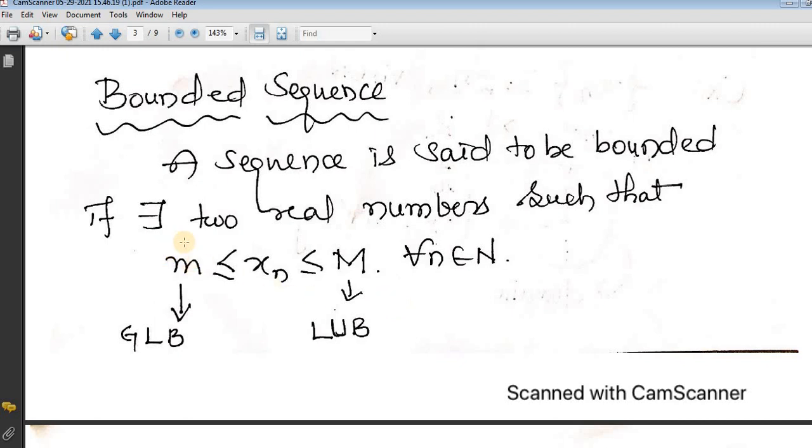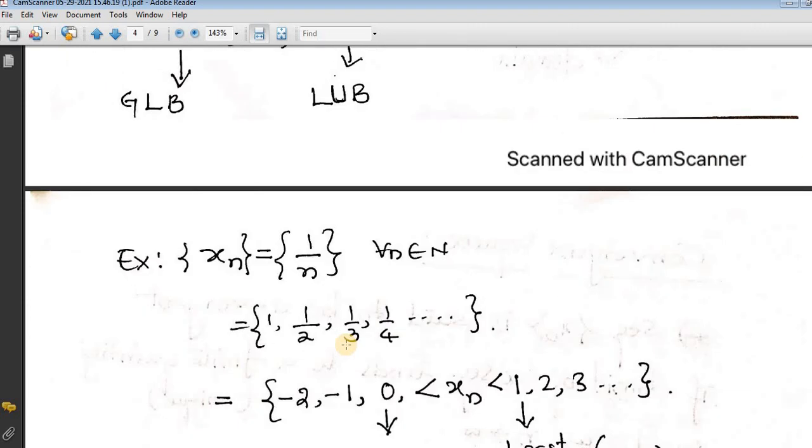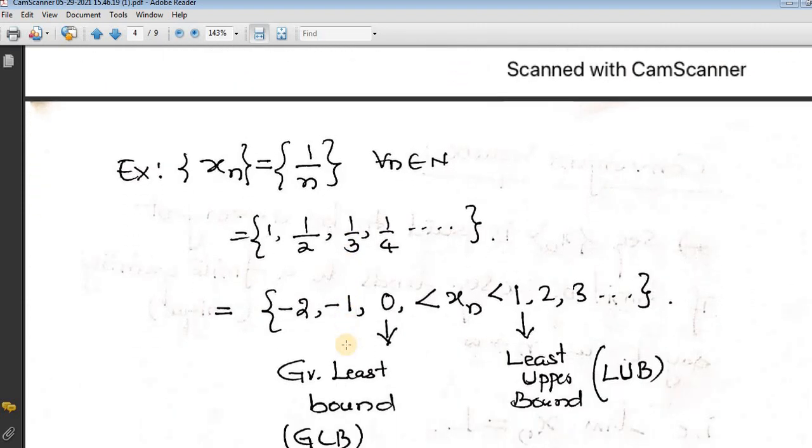See, suppose I consider these two, then it is called small m is less than or equal to xn. xn is a sequence, m is a real number, so when we consider these two, it is called bounded below. Suppose I consider these two, then it is called bounded above. If a sequence is bounded below and bounded above, then such sequences are called bounded sequences. Small m we call GLB, capital M we call LUB. Why we call them that, I will explain with an example here.